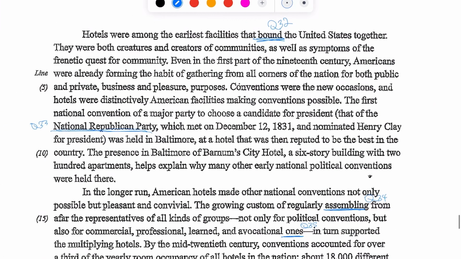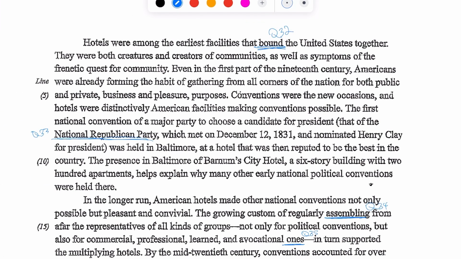So this passage begins, hotels are among the earliest facilities that bound the United States together. They were both creatures and creators of the communities, as well as symptoms of the frenetic quest for community. Even in the first part of the 19th century, Americans were already forming the habit of gathering from all corners of the nation for both public and private, business and pleasure purposes. Conventions were the new occasions, and hotels were distinctively American facilities, making conventions possible.